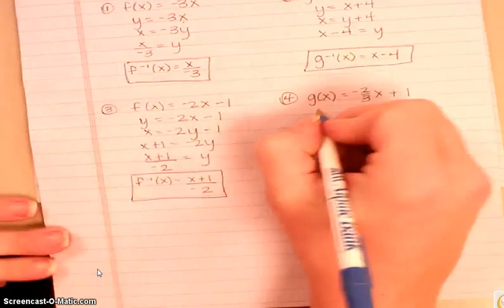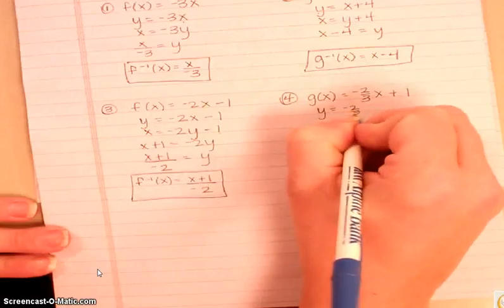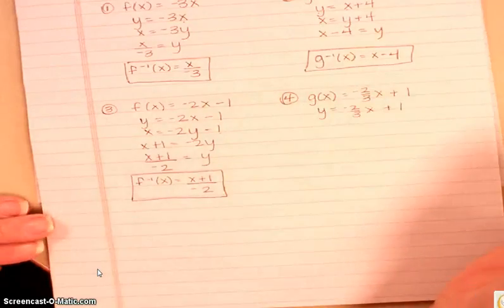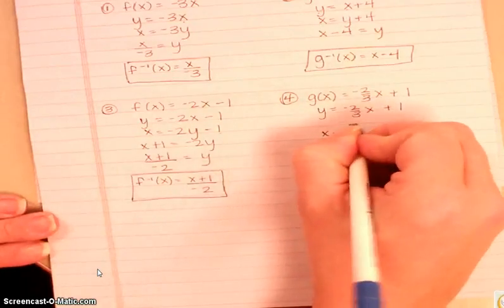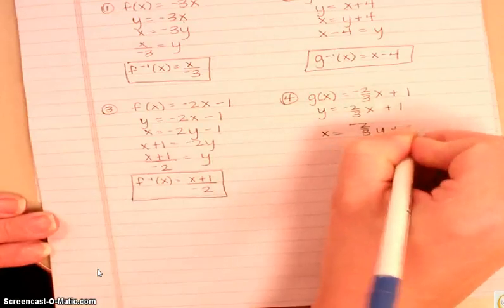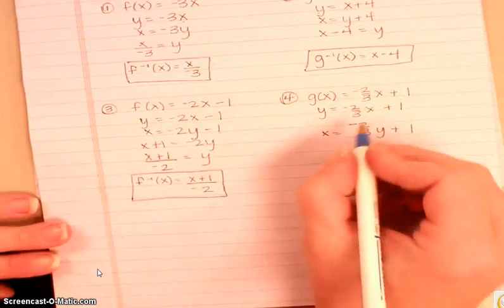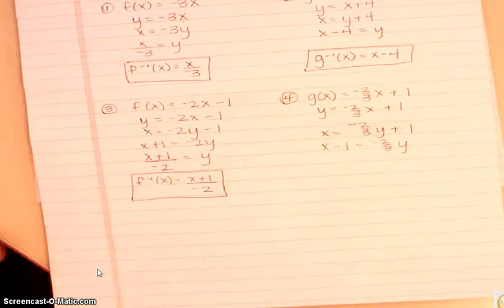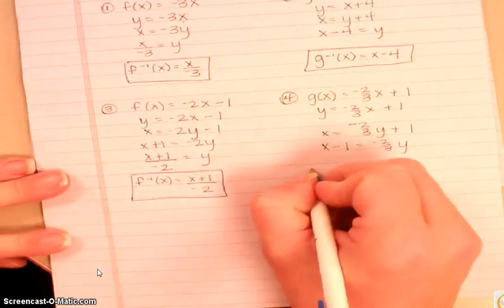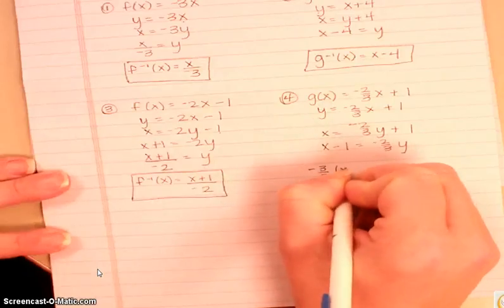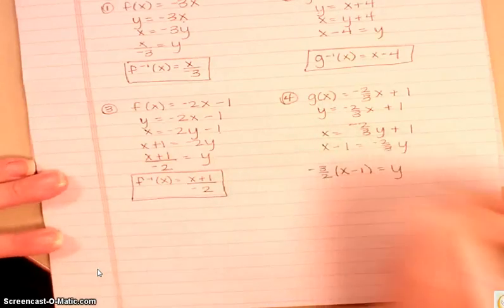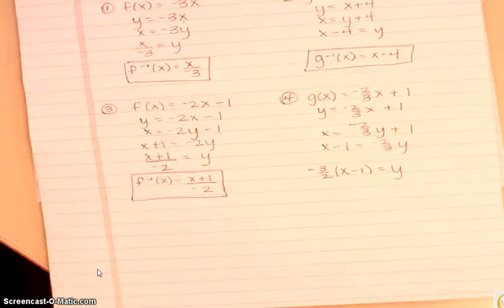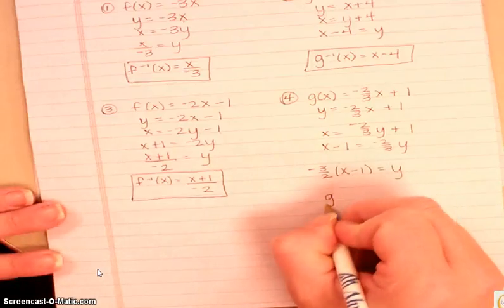Okay, so y equals negative 2/3 x plus 1. We're going to flip-flop. Solve. We're going to subtract that over. Okay, now remember when you have a fraction and you want to get rid of it, you're going to multiply by the reciprocal. So we're going to multiply by a negative 3/2. Okay, and then rewrite it.